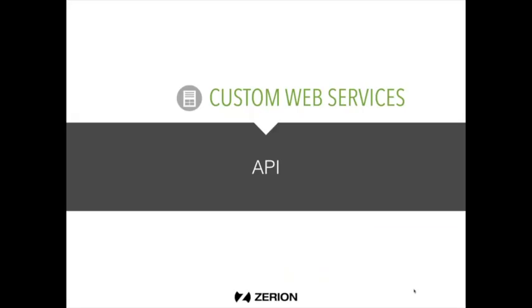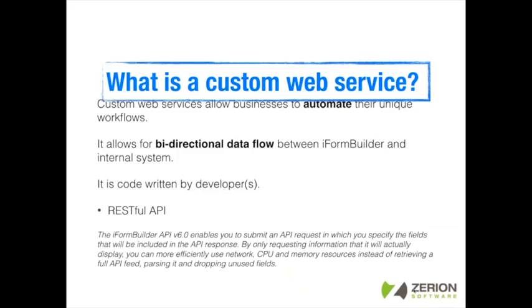The other way to start this integration is with our custom web services and the API. So if you're wondering, well, what is this custom web service? This allows you to have the bi-directional data flow. So if you have an internal database and an internal tool that you're using, and every time a new user is added there, you also want them added to iFormBuilder, well, this is where the API can really come in handy.